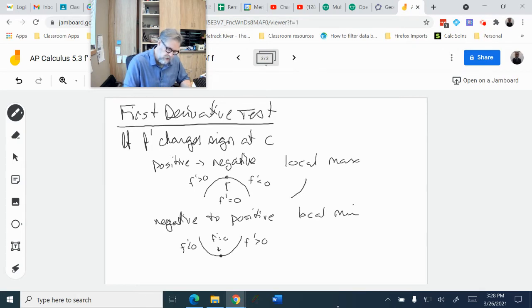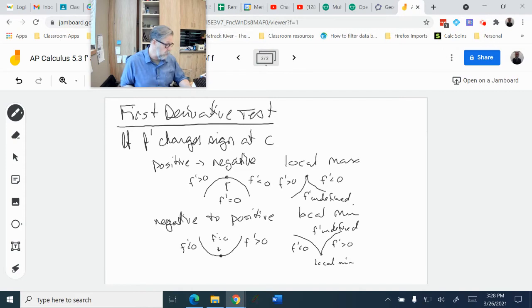But we could also have a situation where f prime is undefined, and still f prime greater than 0, f prime less than 0. We've still got a local maximum there, and same thing here, f prime less than 0, f prime greater than 0. This is still a local minimum, but f prime again is undefined at that point because we have a corner.